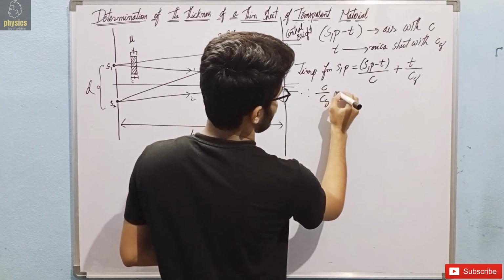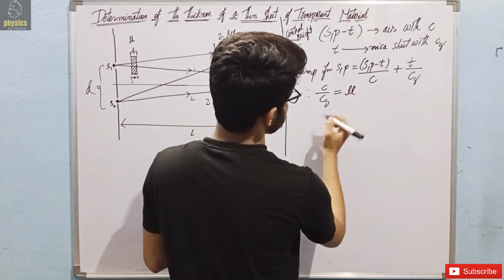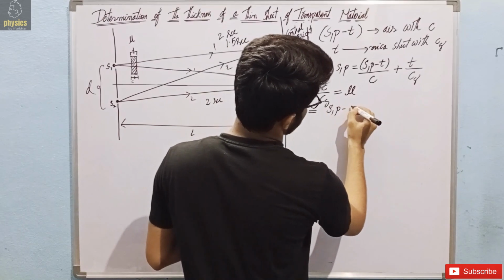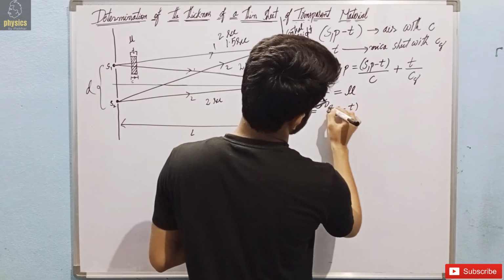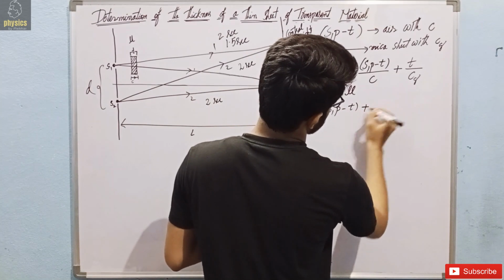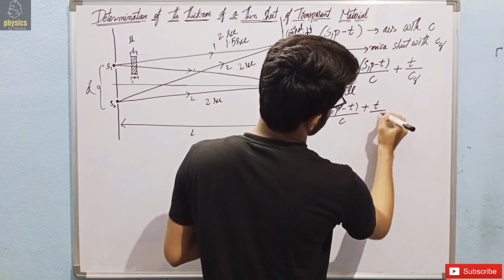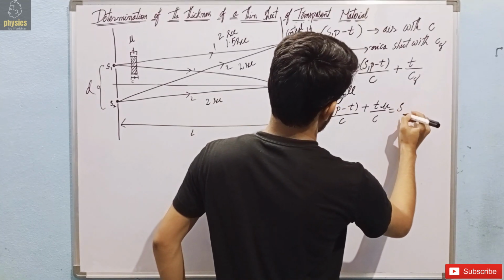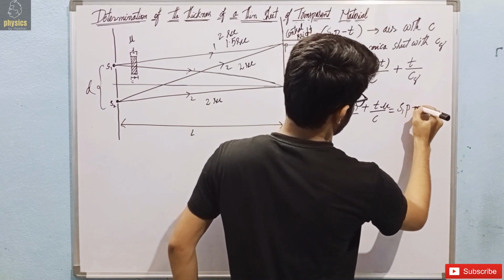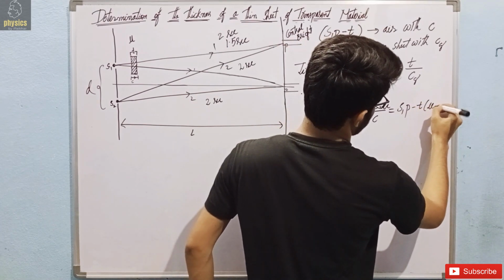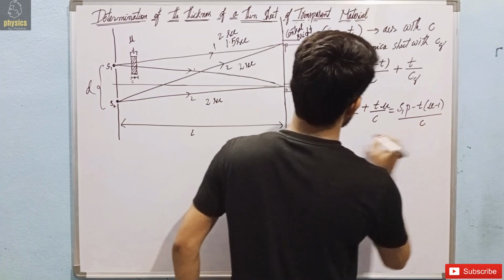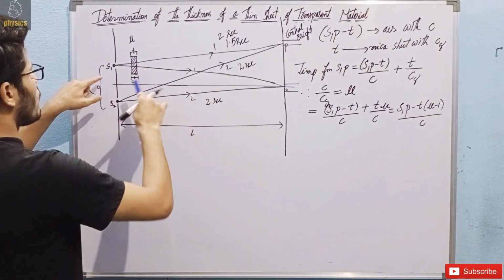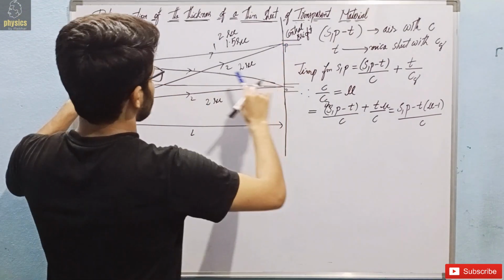With the help of this expression, the total time will be S1P minus T plus T divided by c into mu. This would give me S1P minus T mu minus 1 divided by c. So this is the total time that the light ray has taken to cover the distance from S1 to P.